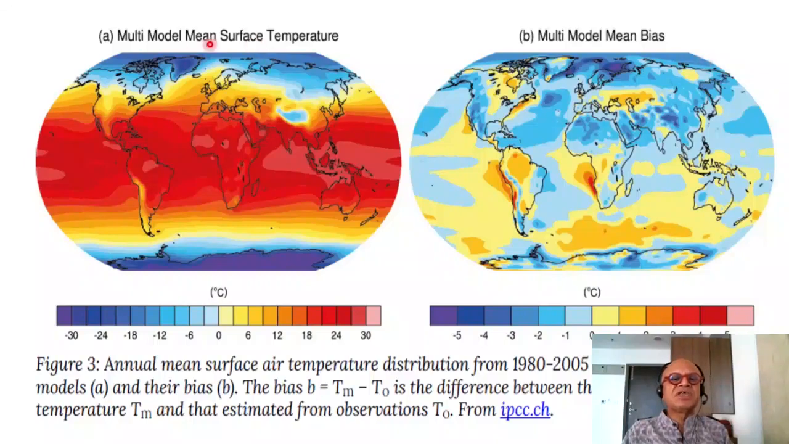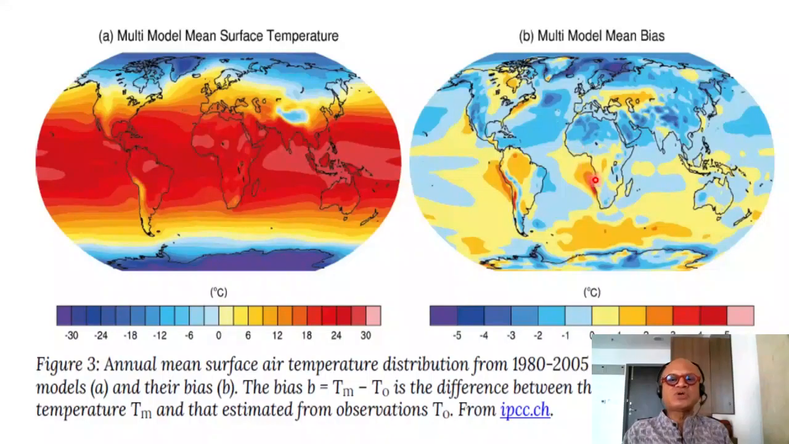Here is a multi-model mean surface temperature. You can see the patterns we have seen before, with warm temperatures here and the cold-to-warm contrast. You can see warm temperature over 30 degrees, the Himalayas, high latitudes, Greenland, Antarctica. But when you look at the bias, or the difference between the model rendition of the temperatures versus observed estimates of temperatures, you can see there are large differences. There are differences of over 5 degrees colder here. There are differences of 5 degrees warmer here.